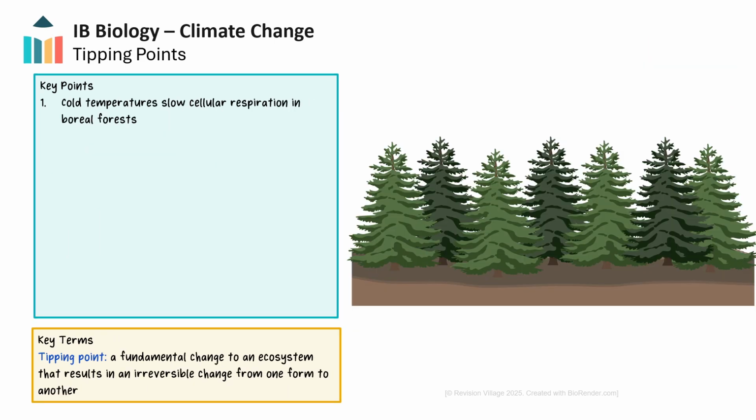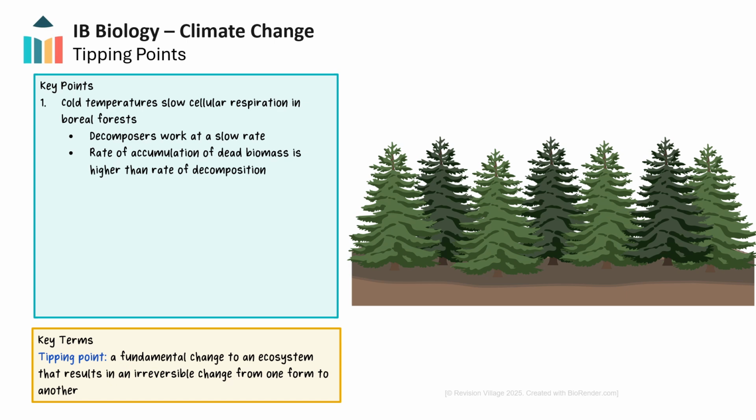Boreal forests, also known as taiga, serve as an example of a climate change tipping point, where ecosystems undergo a fundamental and irreversible change from one form to another. In the cold temperatures of the boreal forests, cellular respiration is slowed. Decomposers are therefore working at a slow rate to decompose the dead biomass of litter of leaves and logs. Historically, the rate of accumulation of biomass in the boreal forest is higher than the rate of decomposition, leading to a large reservoir of undecomposed biomass, which stores large amounts of carbon.